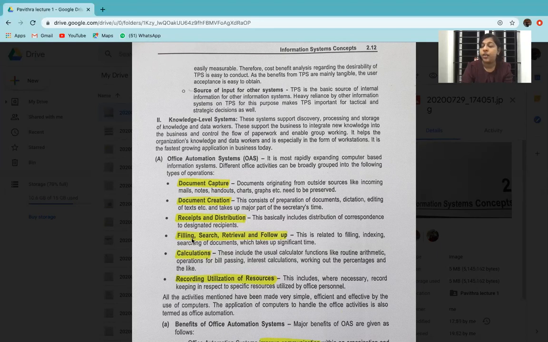And also we can do other follow-up activities like filing, searching, retrieval, whenever there's a need to look into information, and then calculation, that is the analytical part, and then recording utilization of the resources. So this is about the office automation system. Let us look at it again: document capture, document creation, receipts and distribution, filing, search, retrieval, follow-ups, calculation, recording utilization of resources.